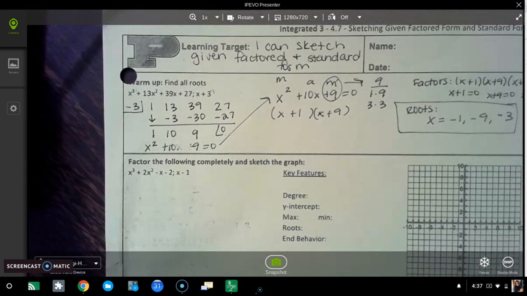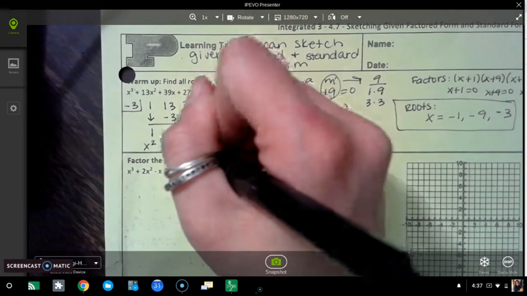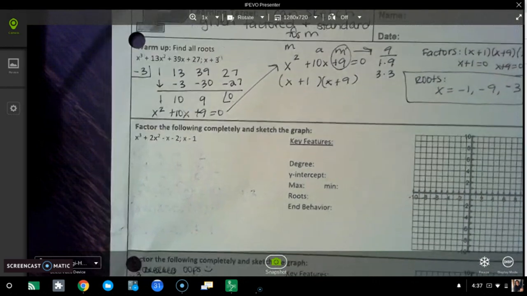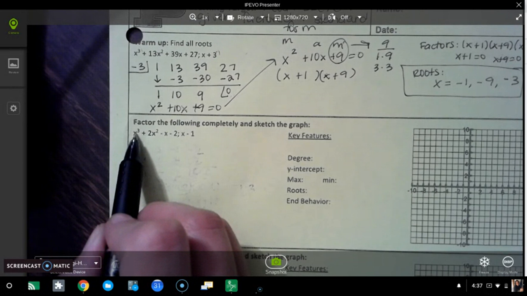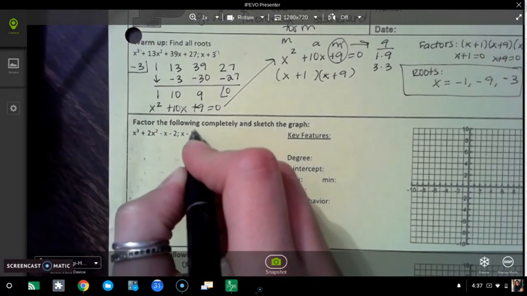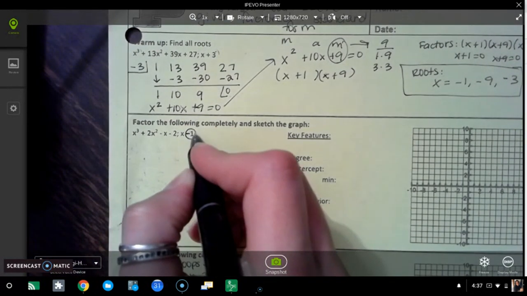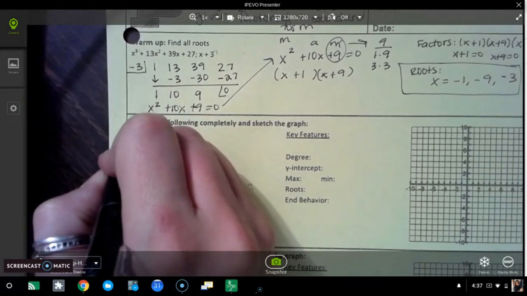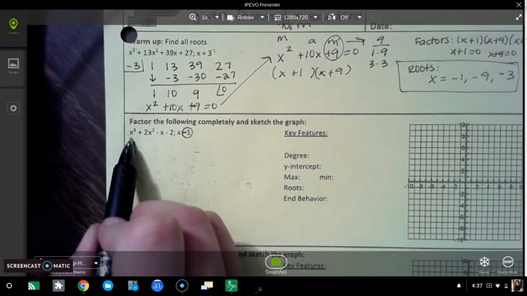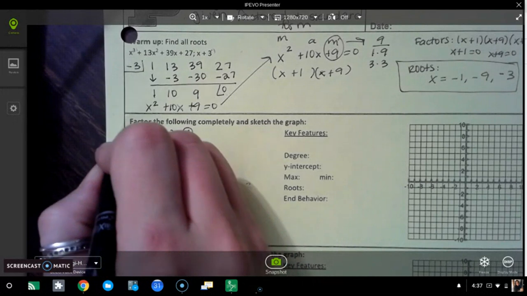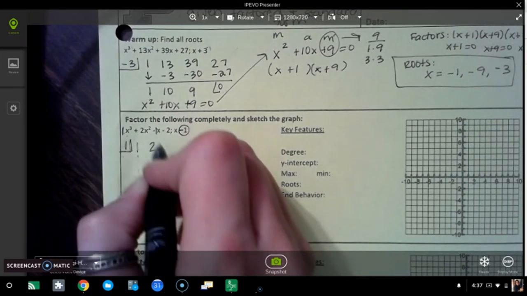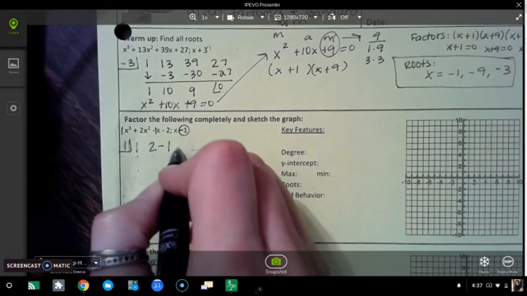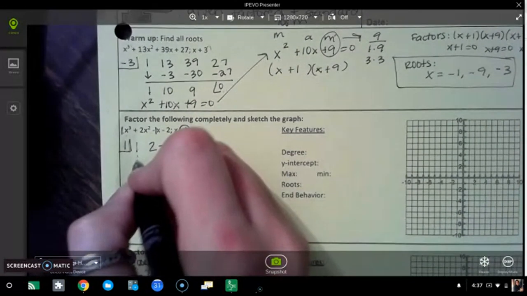Our next example, whoops, erased a little too much there. All right, our next example is sketching this graph. I have a degree 3 polynomial, so I have to synthetically divide. When I'm synthetically dividing, I need to take this -1 and make it a +1. And then I take all my coefficients and put them here. So this was a 1, 2, well that's a -x, so it's a -1, and that's a -2.